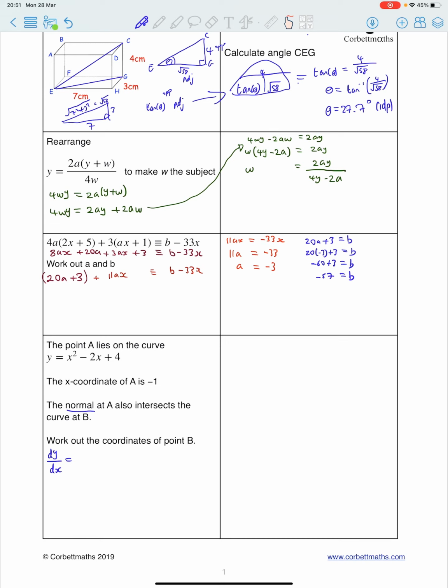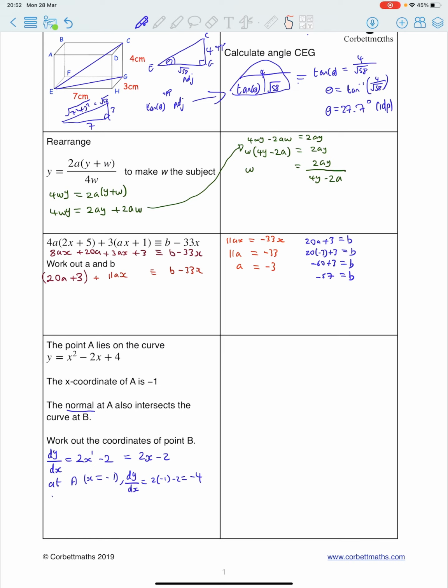That's going to be, well, x squared differentiates to 2x, bring the power down in front, take away 1 from the power. And minus 2x just differentiates to minus 2. So that is going to be 2x minus 2. Then, because we're working out the normal at A, we need to know what dy dx is at A. So at A, i.e. x equals minus 1, dy dx equals 2 times minus 1 minus 2, which is equal to minus 2 minus 2, which is minus 4.